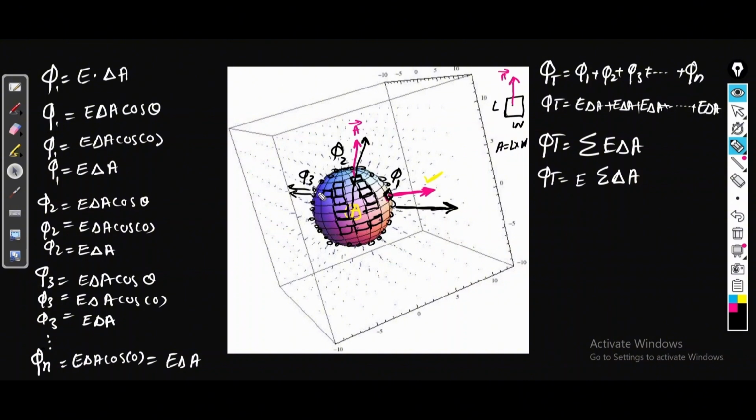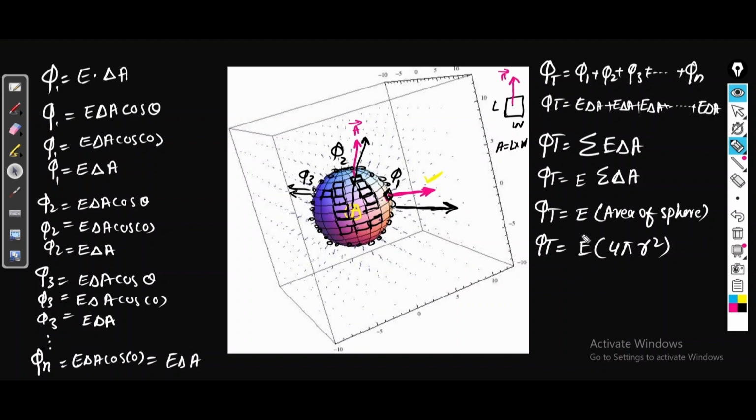So here, if I add all these differential areas, it will give us the area of the sphere. In this case, the summation of dA is actually the area of the sphere. So phi total is equal to E times the area of the sphere. We know that the area of the sphere is 4 pi r squared, so put that here. Now phi total is equal to E times 4 pi r squared.